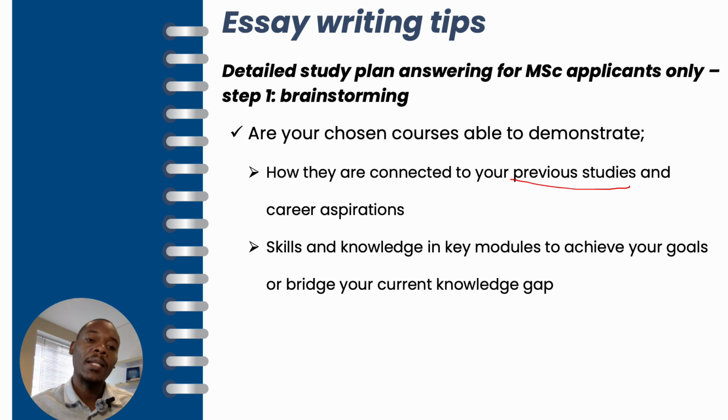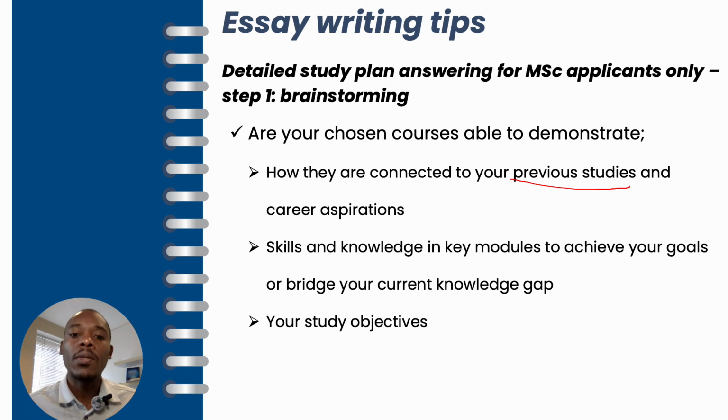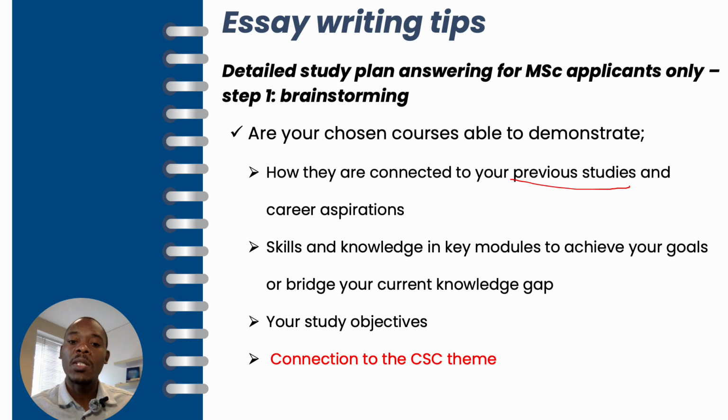and also other added advantages of studying at that university. Does that university maybe offer a sort of attachment to an industry as you are studying, which you think that experience will be helpful to you? Such things should be included. And then you also connect it to your study objectives. You stated that you want to obtain a distinction. That should also come out as you are explaining this university, and also connect it to the theme of study for the Commonwealth.